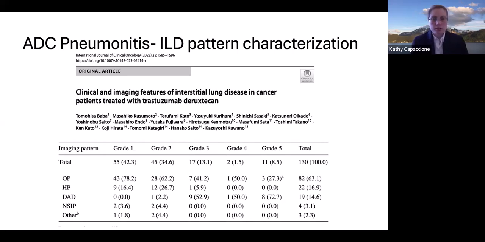Now, in terms of the imaging pattern, they also looked at that in this study, and what they found was that the preponderance of patients had disease in an organizing pneumonia pattern. Next was hypersensitivity pneumonitis, and then DAD and NSIP. So it's a little bit different than the checkpoint inhibitor immunotherapy because NSIP was, I think, more prevalent in those populations, and I don't think they saw quite as much diffuse alveolar damage, although it varies from study to study.